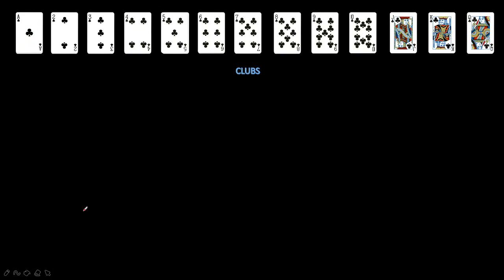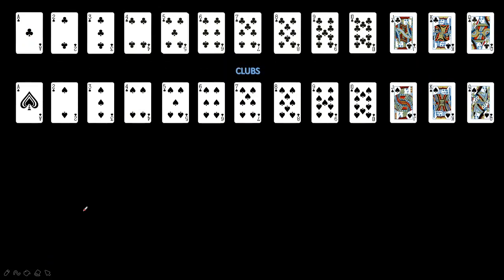Similar to these 13 cards, there is another set of 13 cards which are called spades, because the symbol is the symbol of a spade. Do you see the difference between these two symbols? Everything else is the same: ace, 2, 3, 4, 5, 6, 7, 8, 9, 10, jack, king and queen. Everything is the same except the symbol is different. This is spade, this is club. In jack, king, queen, the symbol is different, but the name is the same. But the category comes under spades.